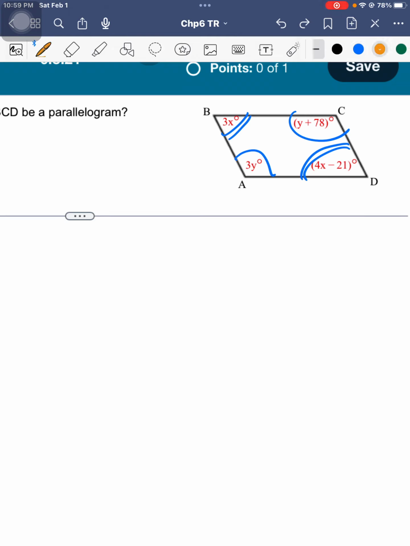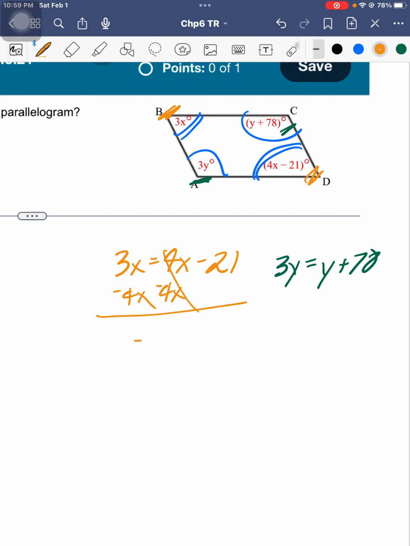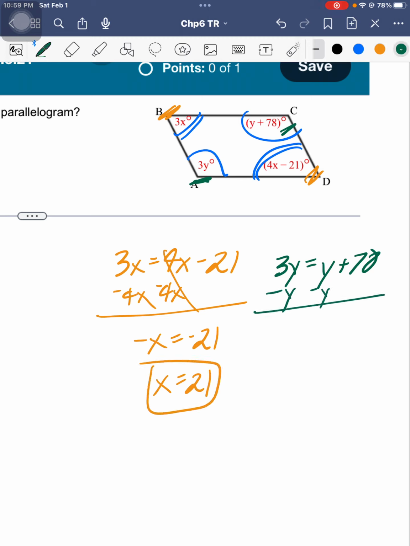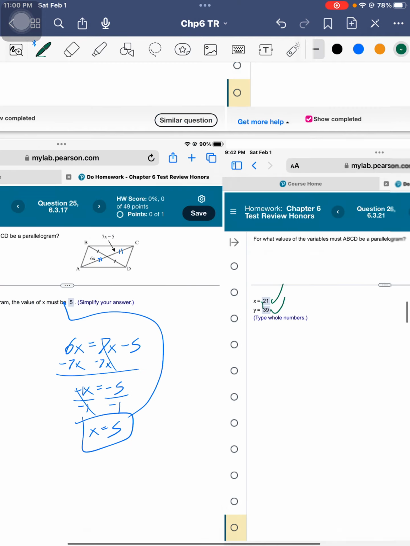So 3x, let's do this one first. 3x is equal to 4x minus 21. And then the other one is this one and this one: 3y is equal to y plus 78. So subtract 4x, negative x equals negative 21, so x is 21. Minus y, so 2y equals 78. So my y is 39, right? 39. So yep, 21, 39.